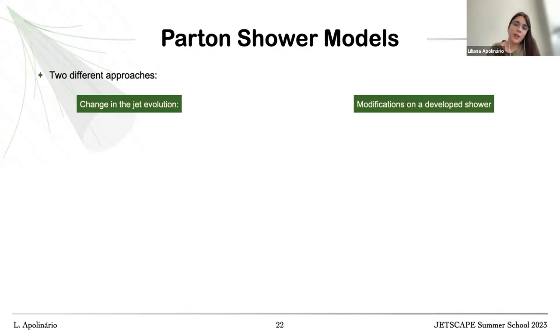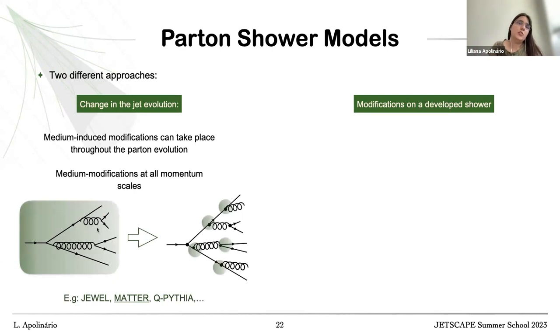Now, there are two different approaches, because we have some limitations on exactly how to know the parton shower or how to build some sort of Sudakov form factor for the medium. We still don't have the final answer. So for now, we have two families to address this. One is to change the jet evolution. In my pictures, I usually draw the parton shower on top of some evolving medium. What this family of Monte Carlos tries to do is modify the splitting functions, the splitting rate, that is the Sudakov form factor, in some way. This means they will include medium modifications throughout the parton shower and in all momentum scales that you have in your jet. This is, for instance, MATTER, that you will see during this week, which is also included in JETSCAPE, etc.